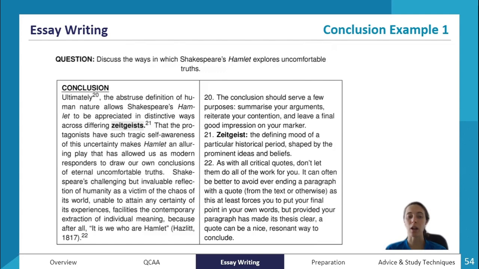You can see as well how we're using the name Shakespeare. Shakespeare's challenging but invaluable reflection of humanity. So using again that author name to really talk about his intent or her intent.